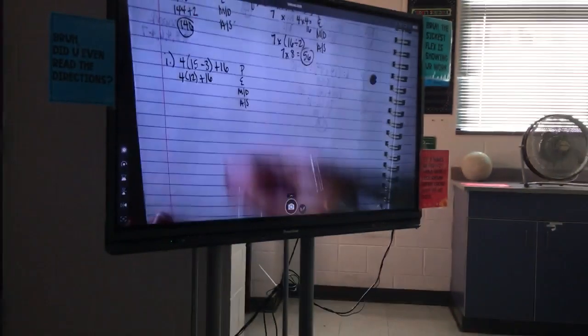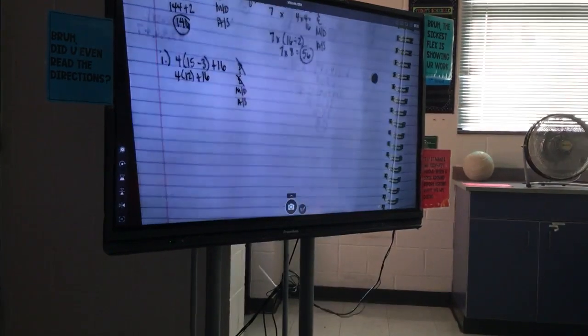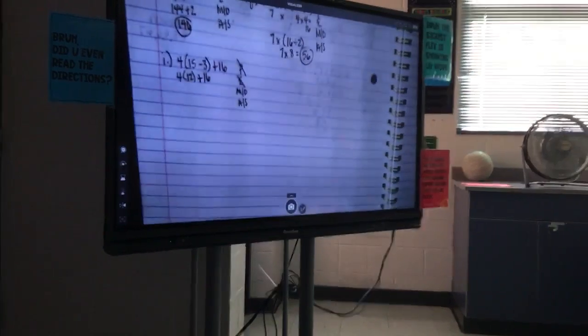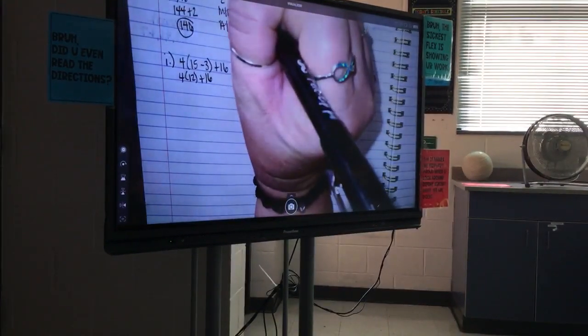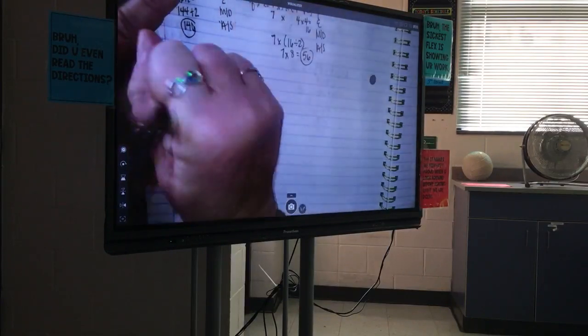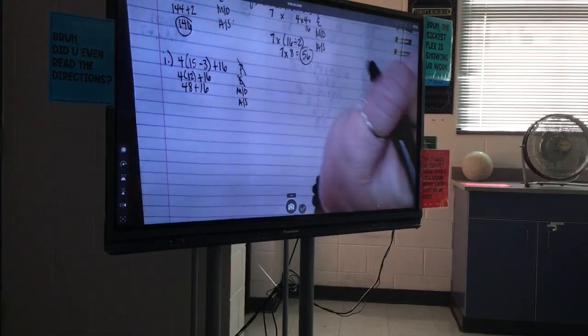So I've gotten rid of my parentheses. I have no exponents. Now we're doing multiplication and then addition. So what is 4 times 12? 4 times 12, Ansley. 48. And 48 plus 16. What's 48 plus 16?